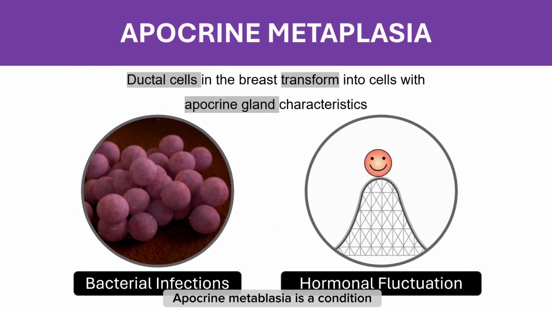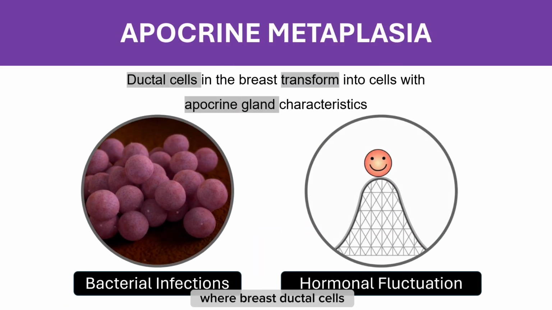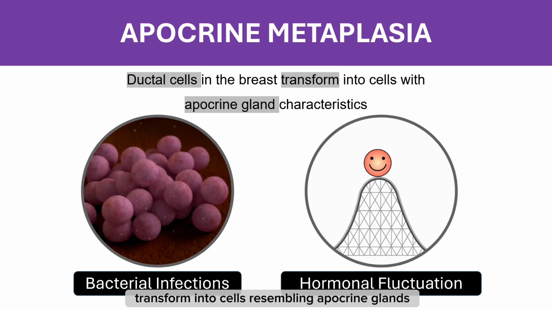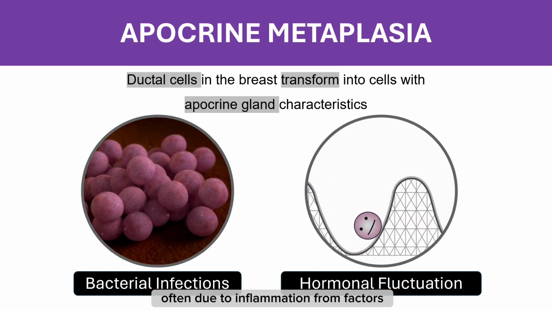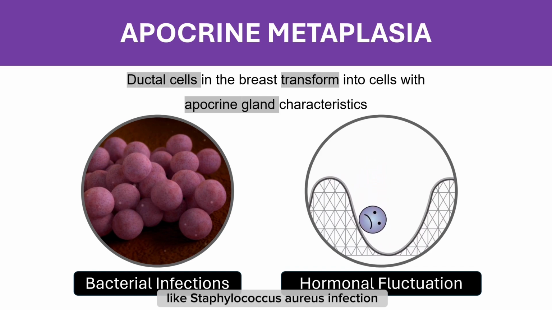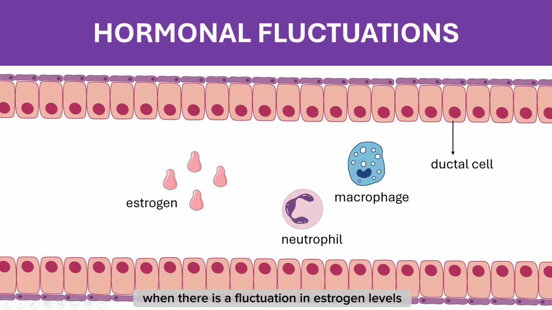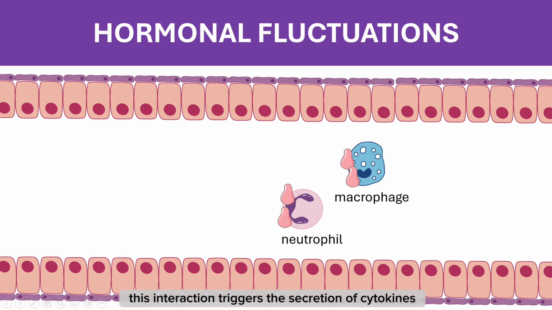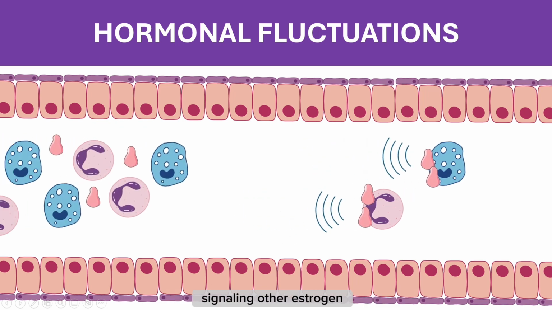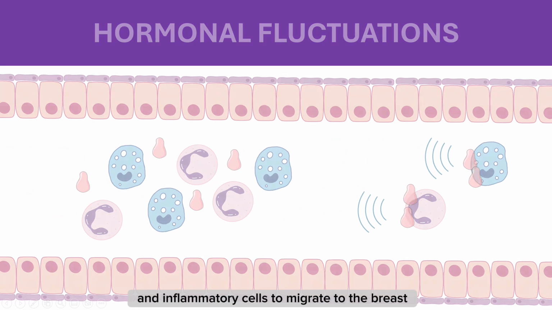Apocrine metaplasia is a condition where breast ductal cells transform into cells resembling apocrine glands, often due to inflammation from factors like Staphylococcus aureus infection or hormonal changes, mainly involving estrogen levels. When there is a fluctuation in estrogen levels, estrogen may react with the estrogen receptors on inflammatory cells in the breast. This interaction triggers the secretion of cytokines, signaling other estrogen and inflammatory cells to migrate to the breast.